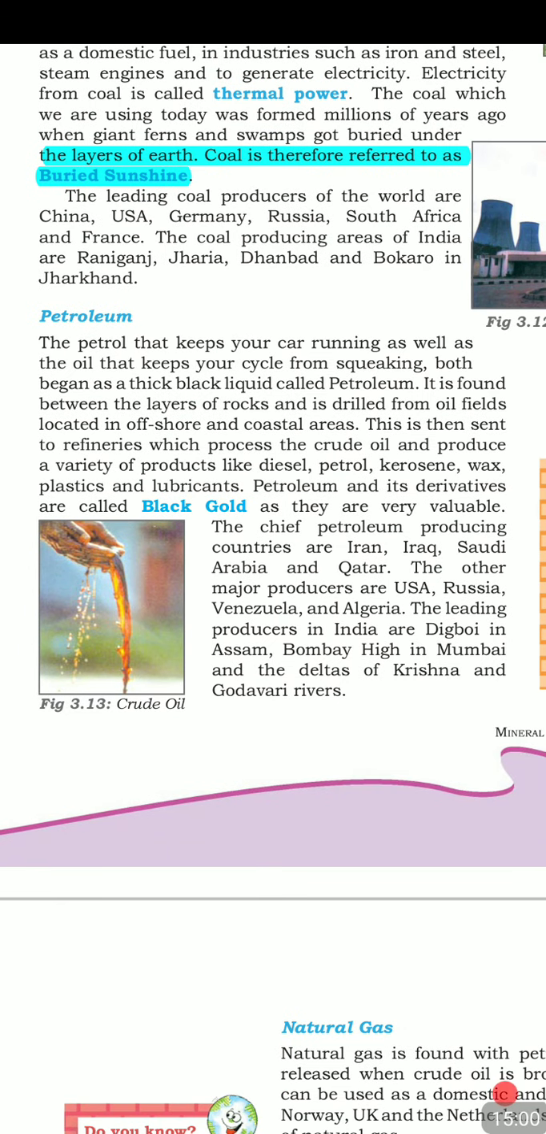Petroleum keeps your car running, as well as the oil that keeps your cycles from squeaking. Both began as a thick black gold called petroleum. It is found between the layers of rocks and drilled from oil fields. As I've already talked about, these are the industries, also known as the black gold, because you know lots of derivatives are there of crude oil, right? And hence these are the important areas.